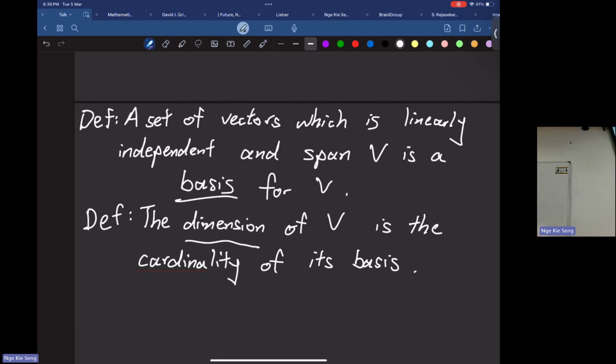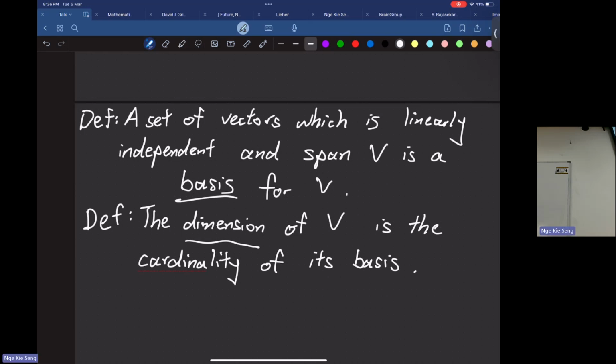Just now I said the elements of R2 are tuples, right? So what are the tuples you have? 1, 0 and 0, 1. But can I pick 1, 0 and 1, 1 or not? Can. So the basis is not unique. Yeah, the basis is not unique. But the dimension is unique.